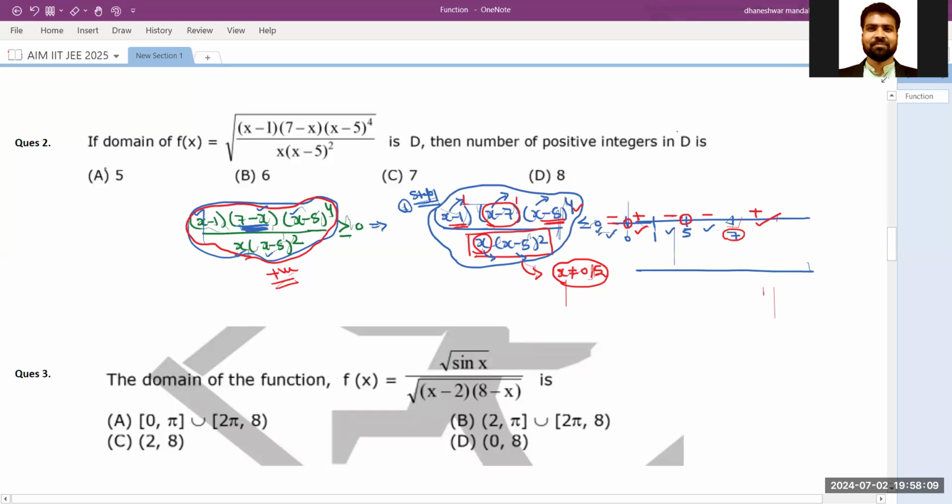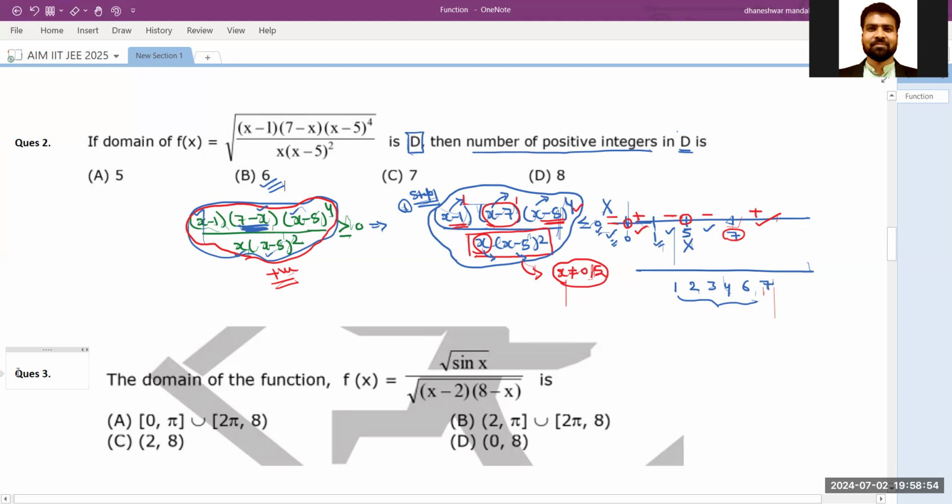Okay. Now what is the question? If the domain of f(x) is D, then the number of positive integers in D will be. So here we have negative numbers, so I cannot consider these for the domain. So from 1 to 3, I can take the value of 1. So 1 is there, then 2, 3, 4, but I cannot take 5. So again we have 6, and also 7. So how many points are positive and satisfy the domain of this function? So here we have 6 numbers. So 6 is the right answer.